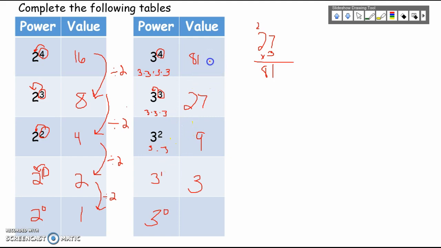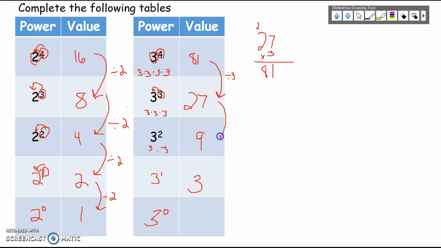Now, what could I do with 81 to get it to 27? Well, it has something to do with this lovely base. Just like over here, we divided by, it matched my lovely base of 2. So guess what we're dividing with here? Our base of what? 3. So let's divide this by 3. And 81 divided by 3 is 27.